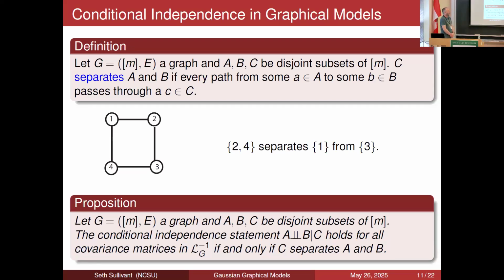Okay, so in a Gaussian graphical model, I stated this proposition just for Gaussian graphical models, but actually it is true for any graphical model. But since we're only talking about Gaussians, I just stated it this way. If you have a graph and disjoint subsets A, B, and C of the vertex set, this conditional independence statement, A independent of B given C, holds for all probability distributions in the graphical model if and only if C separates A and B in the graph. So the separation we have in this graph is going to tell me that 1 is independent of 3 given 2 and 4 in this graph.